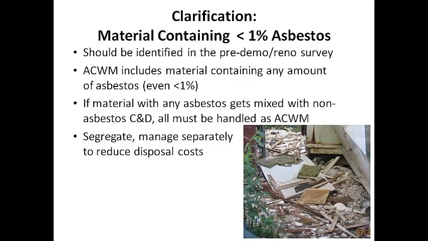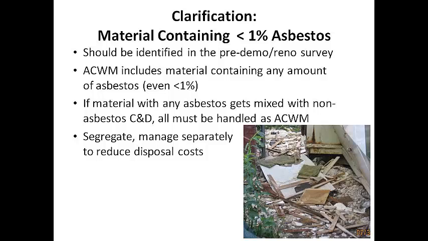Material containing less than 1% doesn't need to be abated in accordance with work practices, and you don't need to notify MassDEP before the abatement starts, but you will need to manage the waste material containing less than 1% asbestos as ACWM. If you remove it carefully and keep it separated from your other non-asbestos construction or demolition waste, you can avoid contaminating your solid waste with asbestos and can minimize the amount of material that has to be disposed of as ACWM.